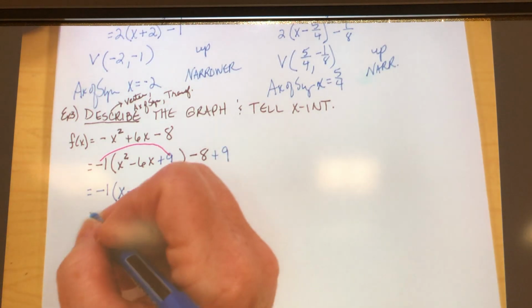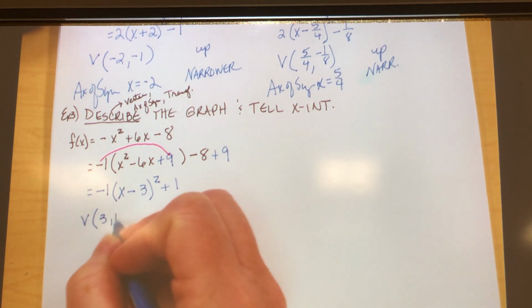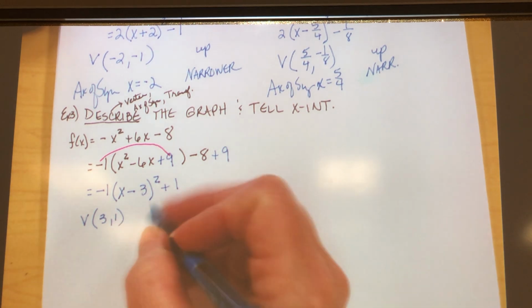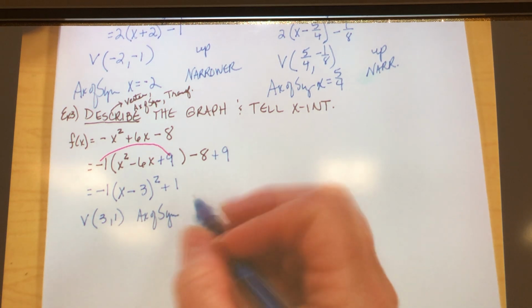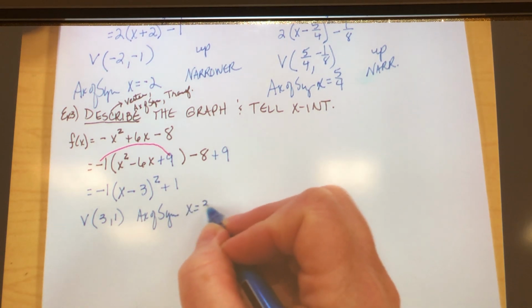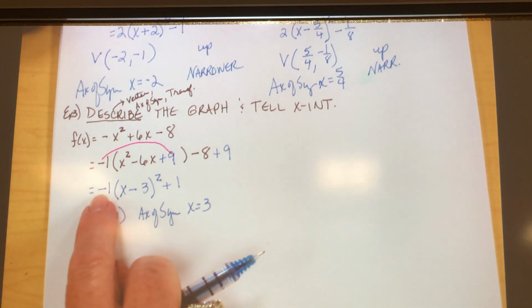All right, so what's my vertex? 3, 1. What's my axis of symmetry? 3. Don't say 3, it's wrong. X equals 3, very good. Tell me what my transformations are. What's the first one? Reflect. Yeah, you have to do this guy first, guys.